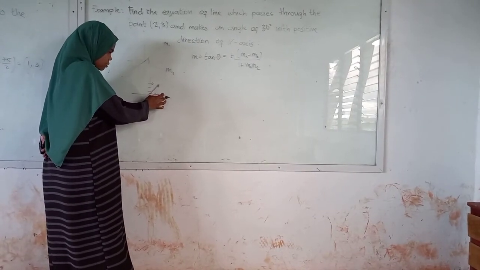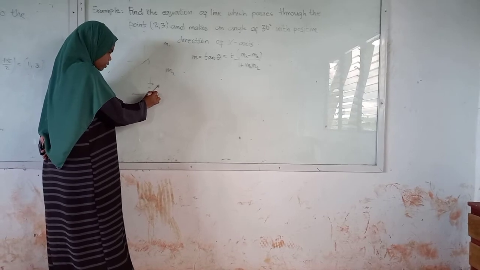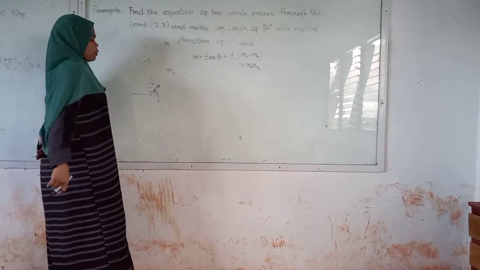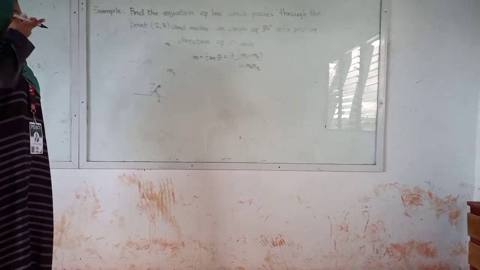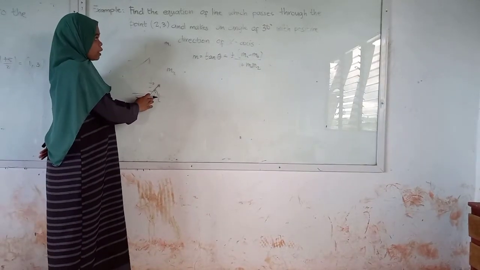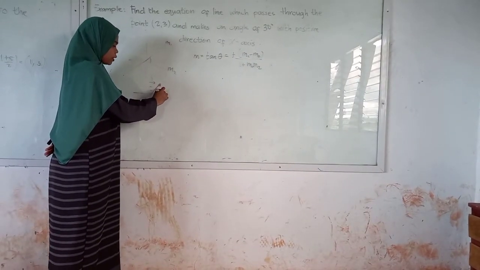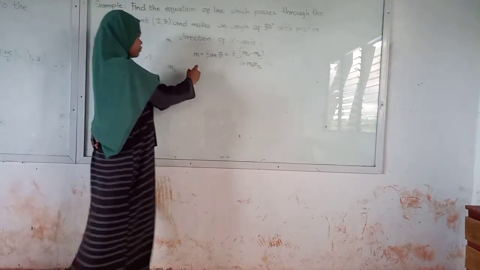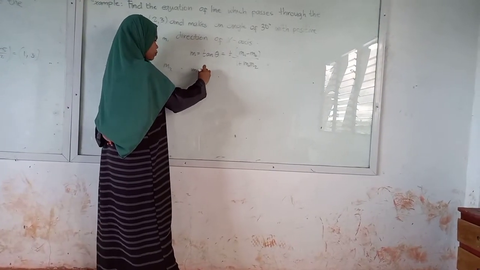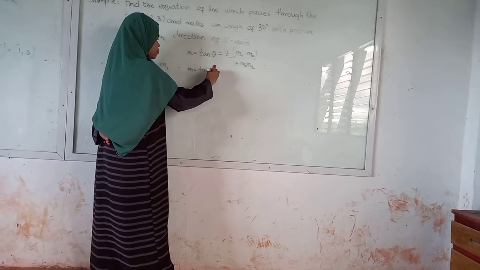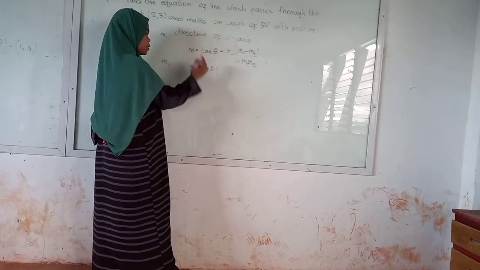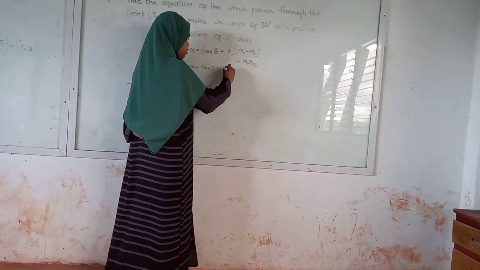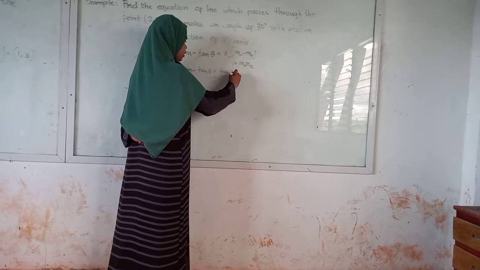with the positive direction of the x-axis. So, this is my x-axis. So, positive direction, ibig sabihin na ito. So, hahanapin natin yung equation ng line na ito. So, ang angle na na-form dito ay 30 degrees. So, we have this formula m is equal to tangent theta. So, given na po yung theta natin which is equal to 30, so that is tangent 30.